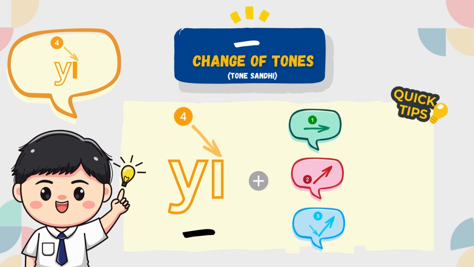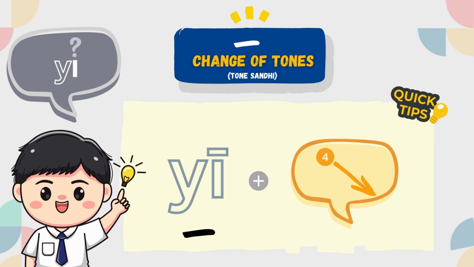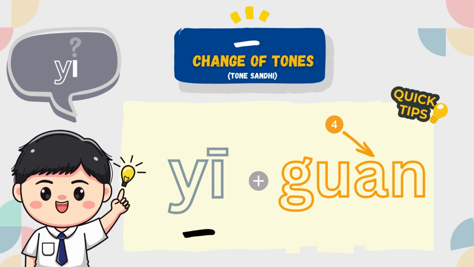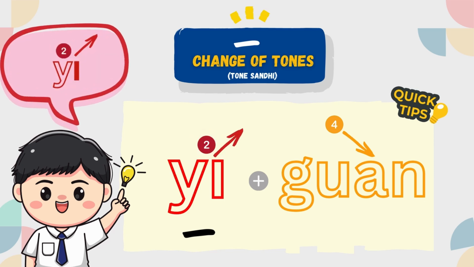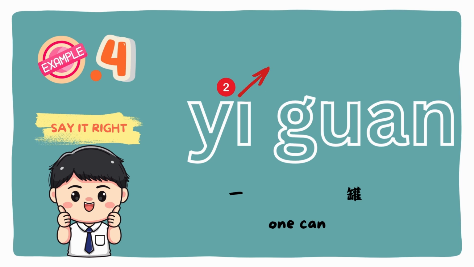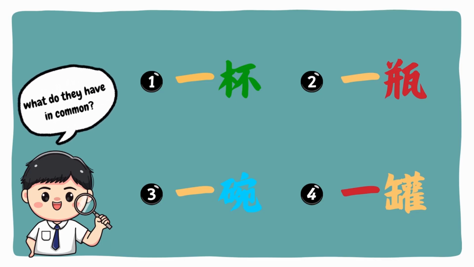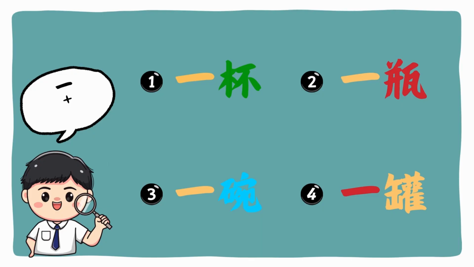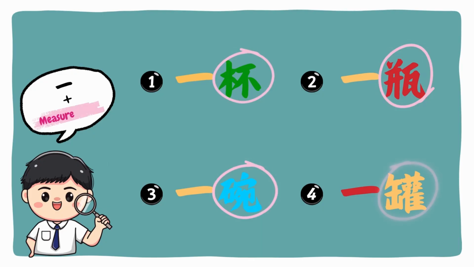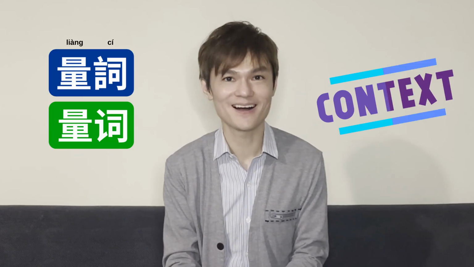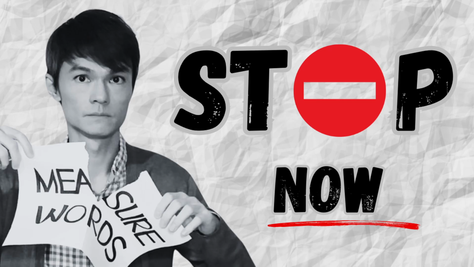What about yi followed by the fourth tone, as in 罐? Spot on. Yi has changed from the first tone to the second tone, 一, as in 一罐. Have you also noticed that these examples here share one feature? That's right, they all have the number yi followed by different measure words. If you're interested in seeing how these measure words work in context, check out this episode later.